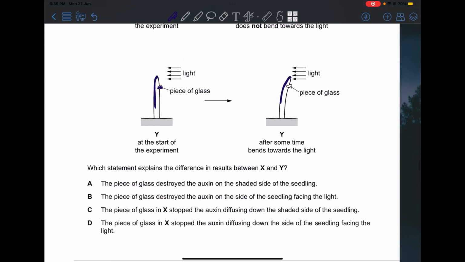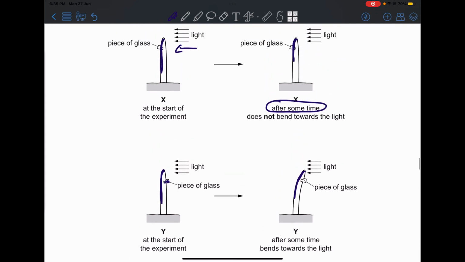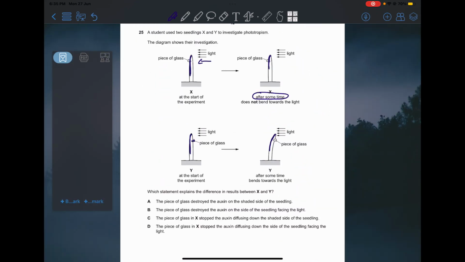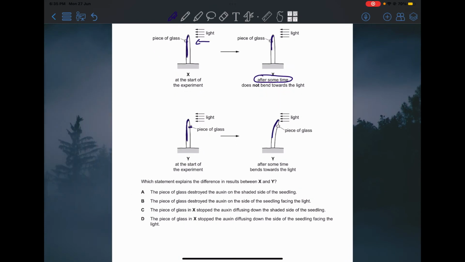A says the piece of glass destroyed the oxygen on the shaded side of the seedling. Now actually this is incorrect because a piece of glass cannot destroy the oxygen. So B says the piece of glass destroyed the oxygen on the side of the seedling facing the light. This is also incorrect because it cannot destroy the oxygen.